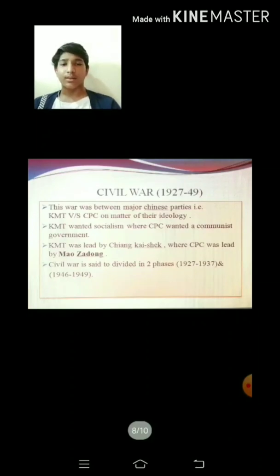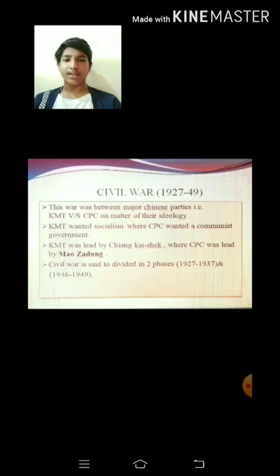Civil War, 1927 to 1949. But how did the civil war eventually begin? This civil war was between the major Chinese parties, the KMT versus the CPC, on the matter of their ideology. That's an important point, because the KMT wanted socialism whereas the CPC wanted a communist government. These ideologies were totally different. The KMT was led by Chiang Kai-shek whereas the CPC was led by Mao Zedong.